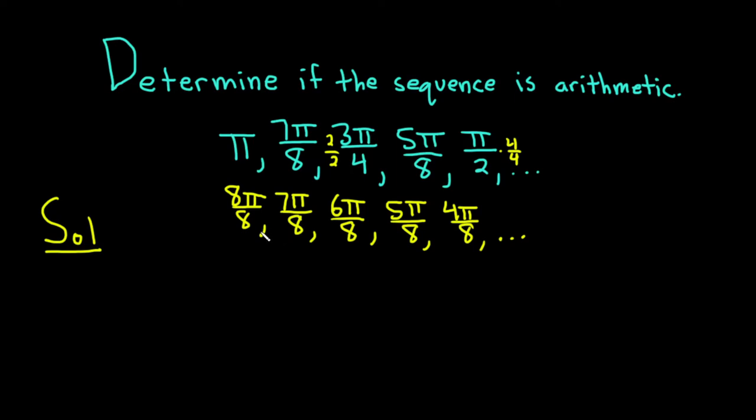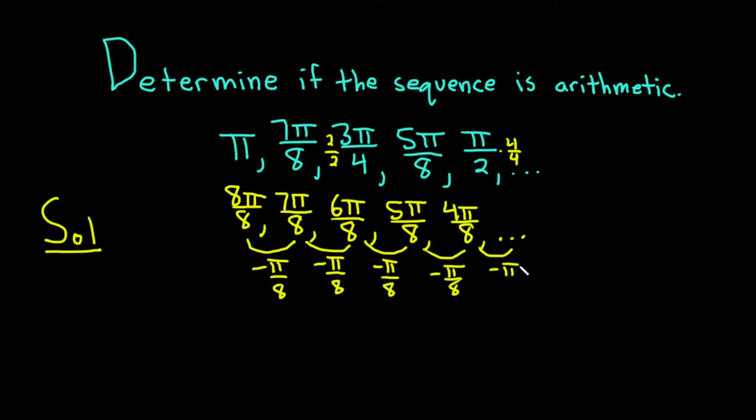Now it's a lot more clear. You can see that to get from one number to the next, we're adding negative pi over 8. So to get from here to here, we add negative pi over 8. To get from here to here, we also add negative pi over 8. Likewise, to get from 6 pi over 8 to 5 pi over 8, we add negative pi over 8. And same thing here, negative pi over 8. And also for the one that's not there, it'd be negative pi over 8. So the next term would be 3 pi over 8, then 2 pi over 8, etc.